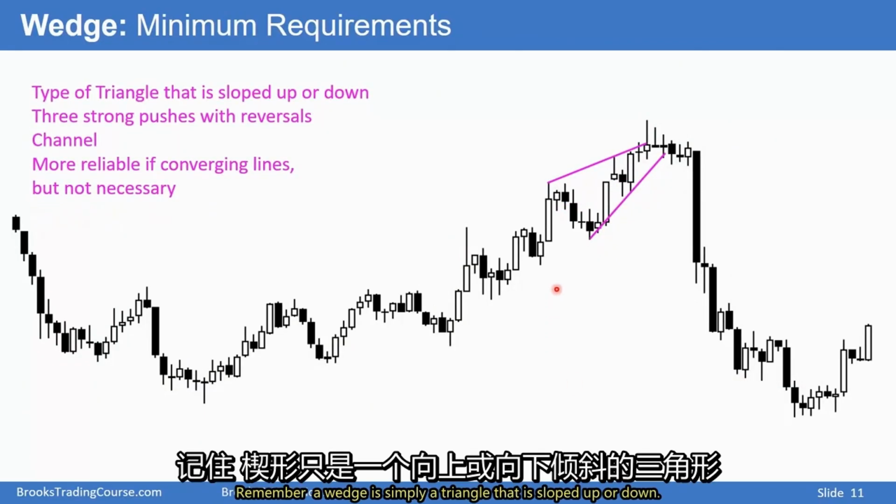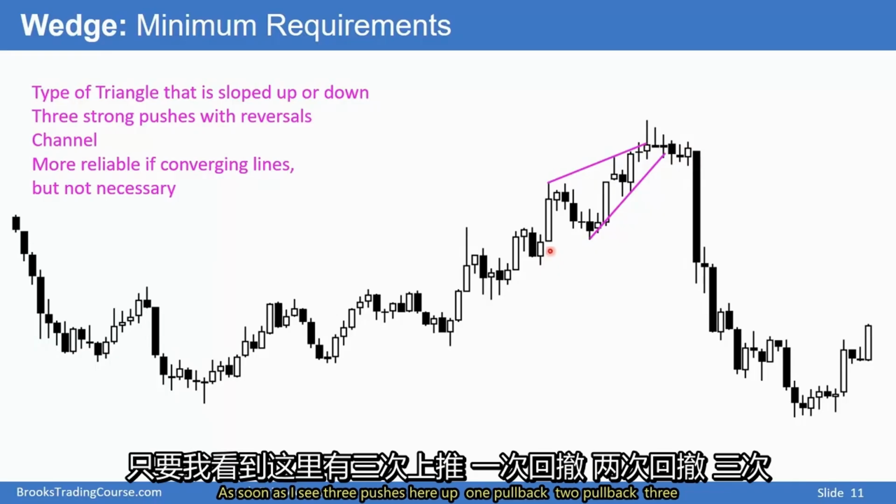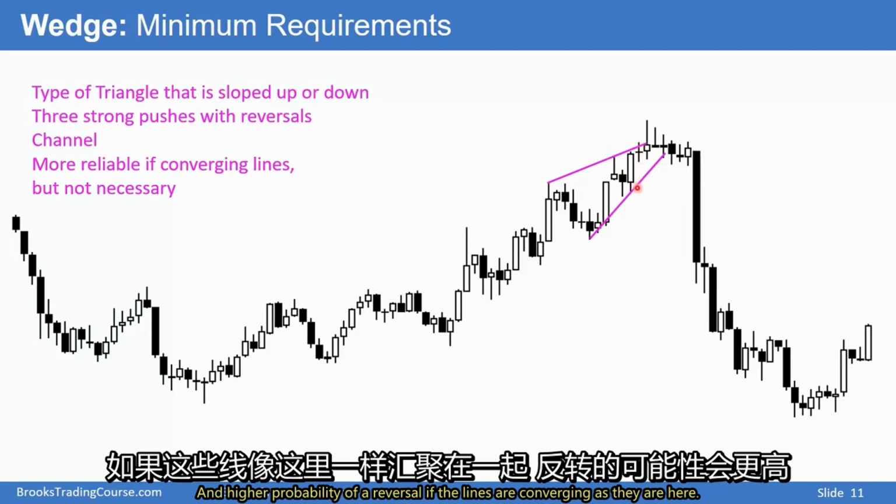Remember, a wedge is simply a triangle that is sloped up or down. And a triangle has three pushes up or down. As soon as I see three pushes up, one, pullback, two, pullback, three, I think this might be a wedge top, and a higher probability of a reversal if the lines are converging as they are here.